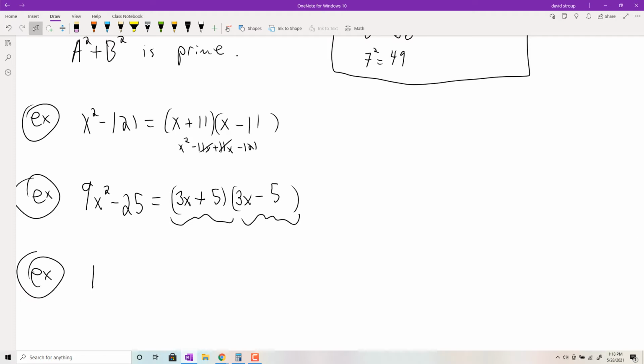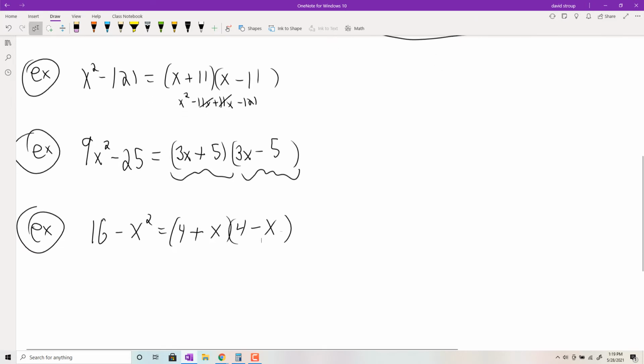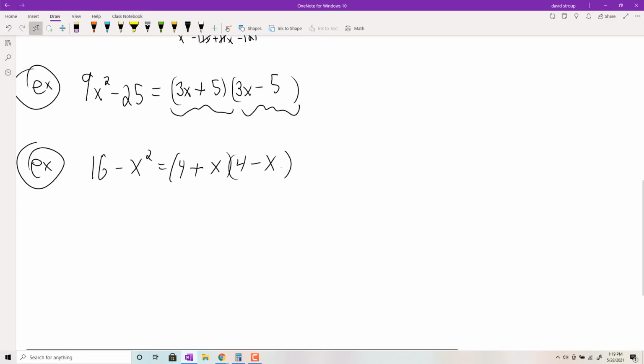Okay. Let's get another one. This one's kind of weird because we're used to seeing the variable in the first position, but they can put it in the second position. It doesn't matter. So let's go ahead and factor this. It is this new form, the difference of squares. And what times what is 16? So that's 4 and 4, right? And then it goes plus minus, and what times what is x squared? Well, it's just x and x. And then you can FOIL it back out and see it works.